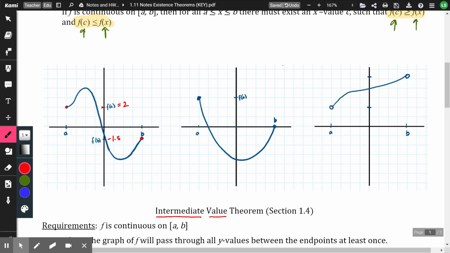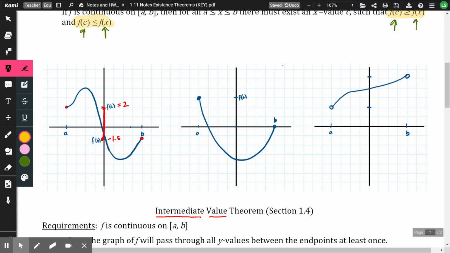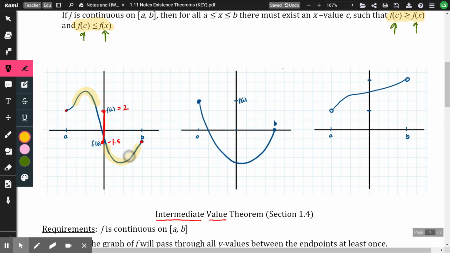So what this theorem is saying is that because we know f of A and f of B, and this function is continuous and closed, there have to be points that have a range value in between negative 1.5 and 2. That's the part that is guaranteed for us. We can't possibly know that we go beyond 2 and negative 1.5. We can see in the picture that this does go above a y value of 2 and below a y value of negative 1.5, but that's not guaranteed if we only know the information about our endpoints.